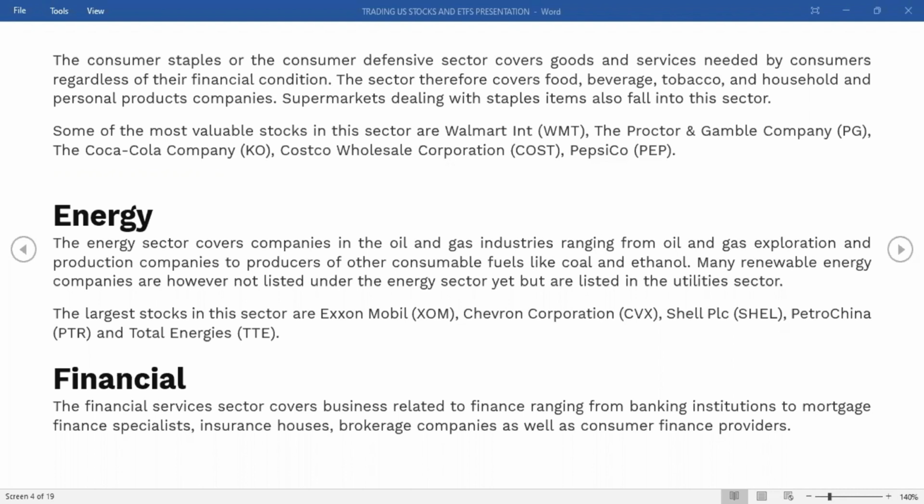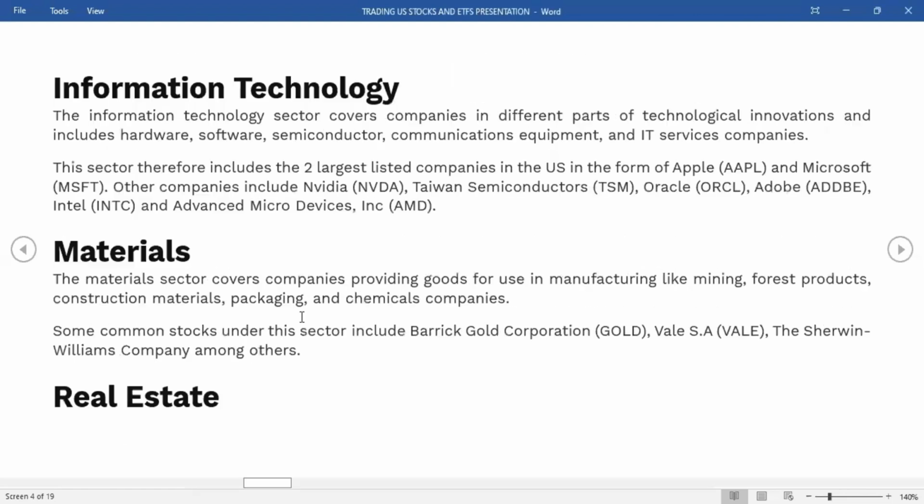Let's go to the financial sector. This is sort of self-explanatory. The financial services sector covers businesses related to finance, ranging from banking institutions, mortgage finance, insurance, brokerage, as well as consumer finance providers. Let's go to information technology, ICT. The information technology sector covers companies in different parts of the technology innovations, and it includes hardware, software, semiconductor, communication equipment, and IT service companies.